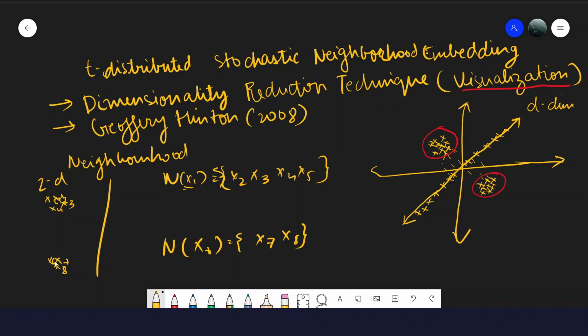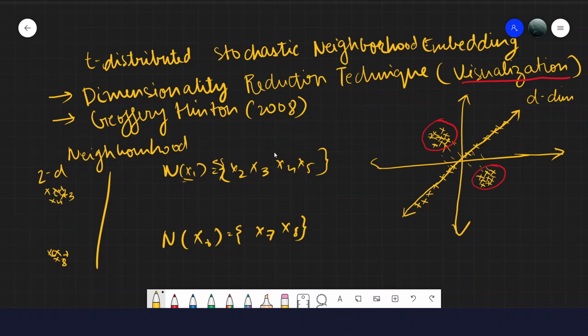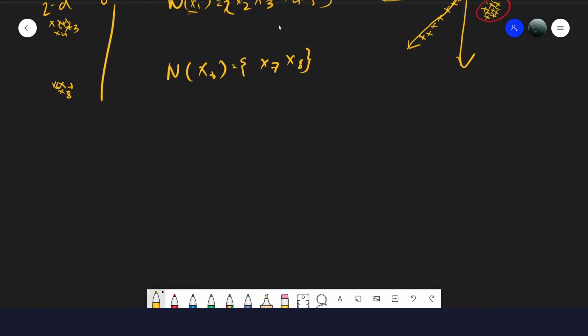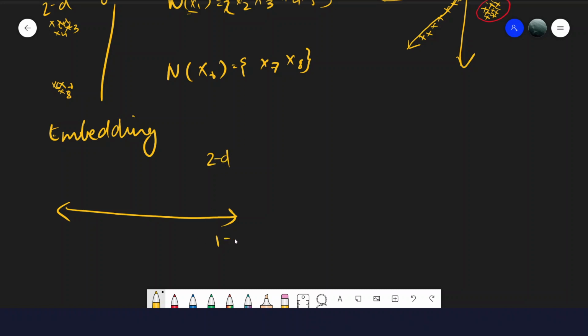Now let's go on to what embedding is. Let me explain what embedding is. Let's say that I just assume that this is a 2D space and this is a 1D space.